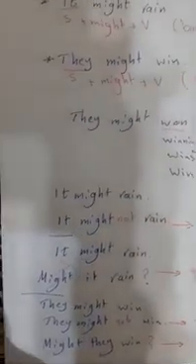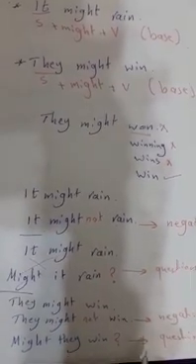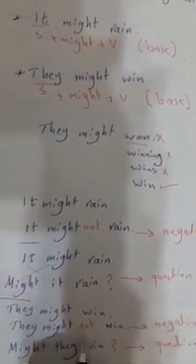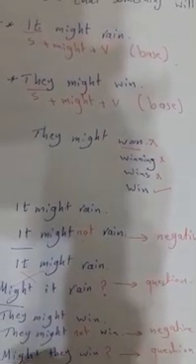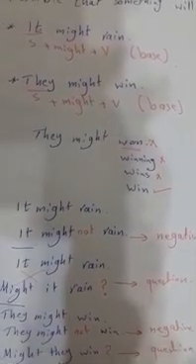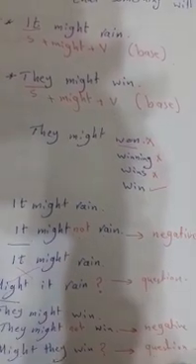Okay, another example. They might win. They might not win. This is the negative. Yes, excellent. Might they win? This is the question.